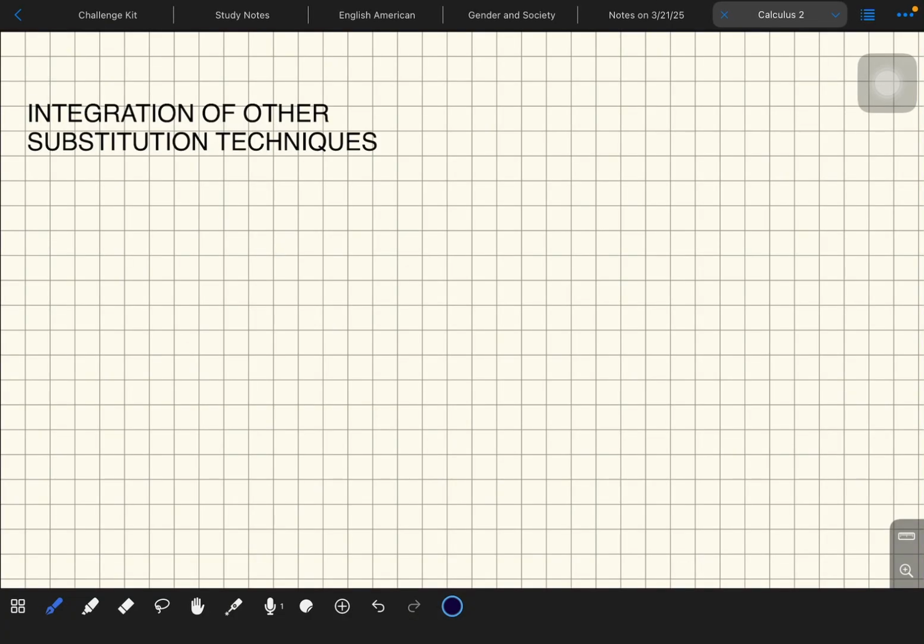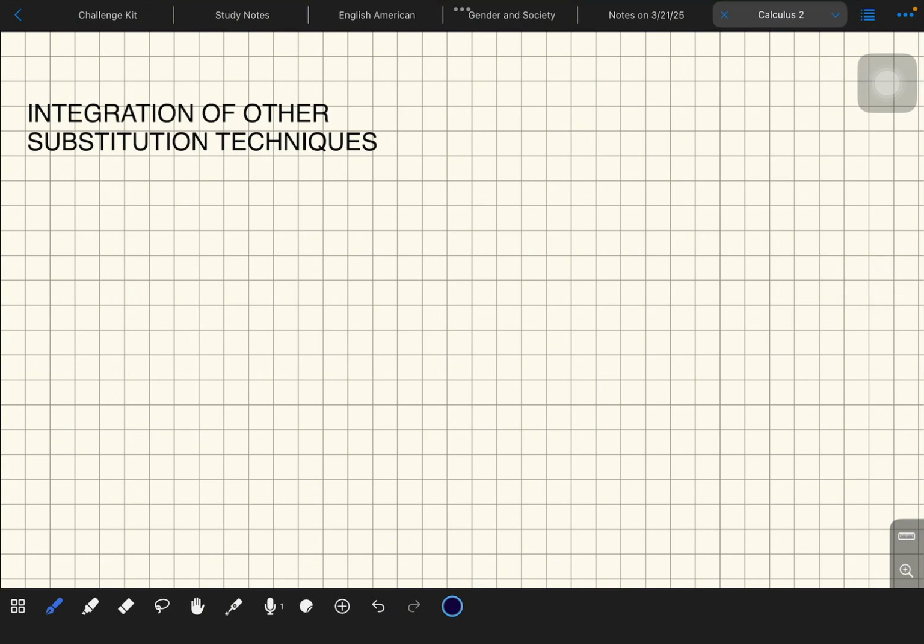Okay, now let's proceed to the integration using other substitution techniques. There are different types of substitution techniques: the miscellaneous and the Weierstrass substitution. The miscellaneous involves polynomials, and the Weierstrass substitution involves trigonometric functions.